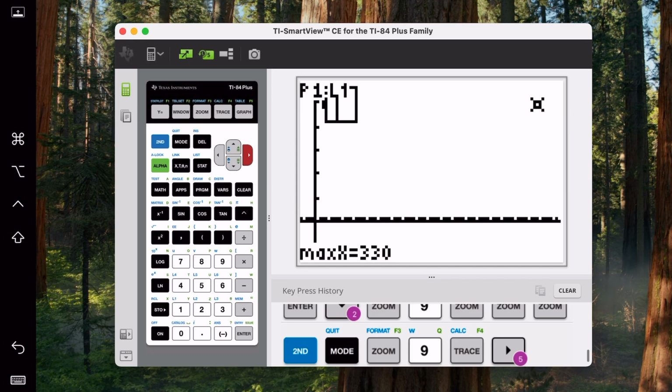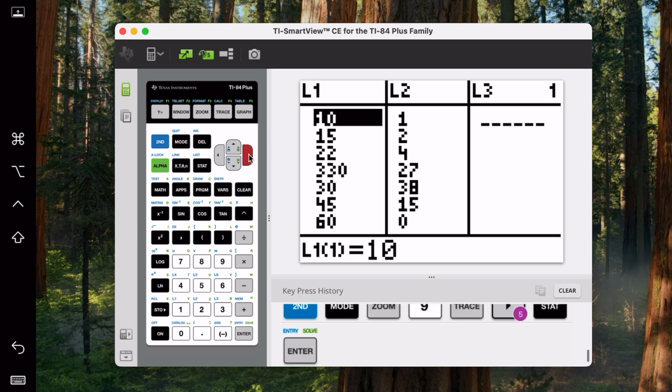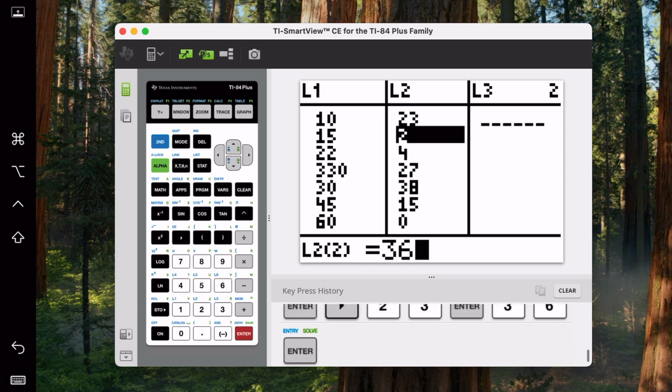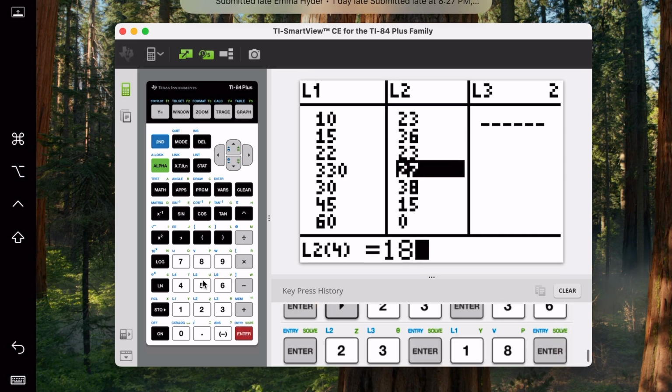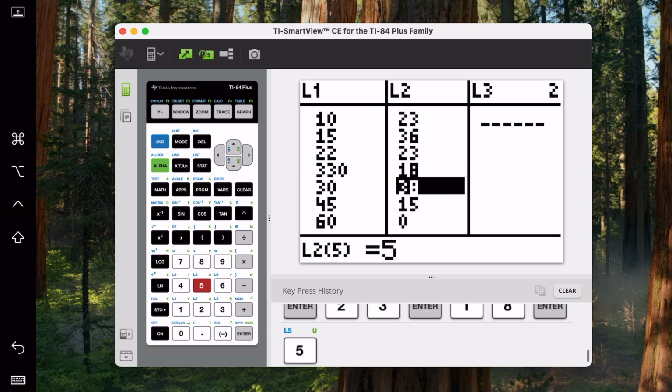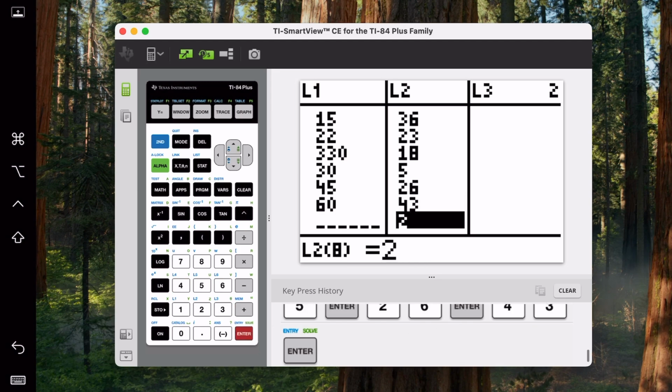Now, this is what it's going to look like if the data does not have outliers. So I'm going to go ahead and go to Stat. I'm going to edit. I'm going to plot this in list 2. So we have 23, 36, 23, 18, 5. Then we have 26 and 43. Now, notice I was just typing over data points. That's okay. The only problem is we have to make sure we delete any extra points before we go to plot this.